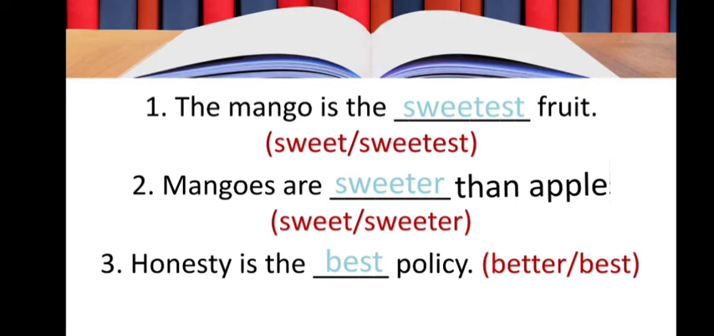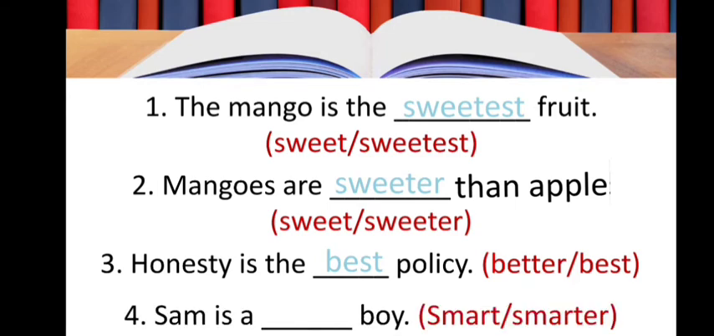The next one is Sam is a dash boy and the options are smart or smarter. Here you can see two adjectives are given, which is positive and smarter is a comparative degree. So in this sentence we are talking about Sam only, so we will use positive degree here. So the answer is Sam is a smart boy.